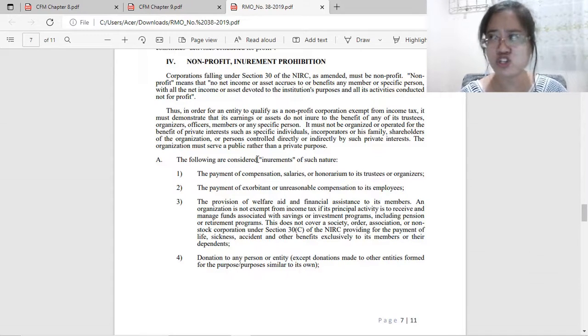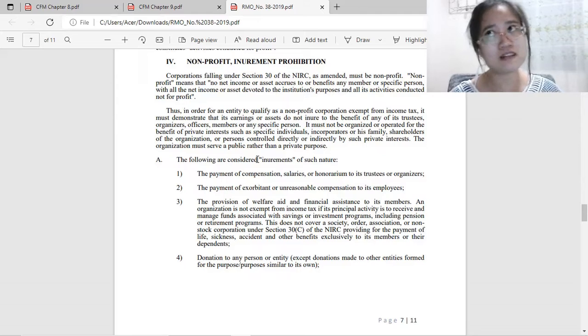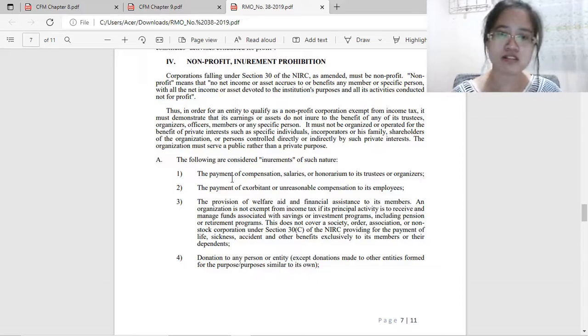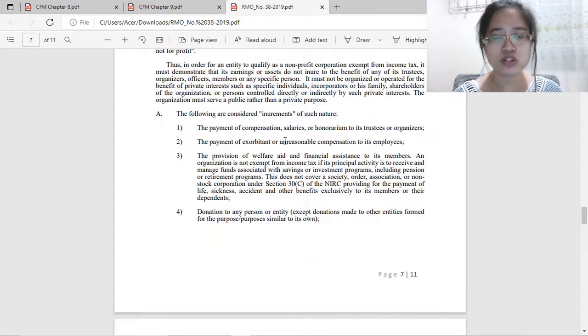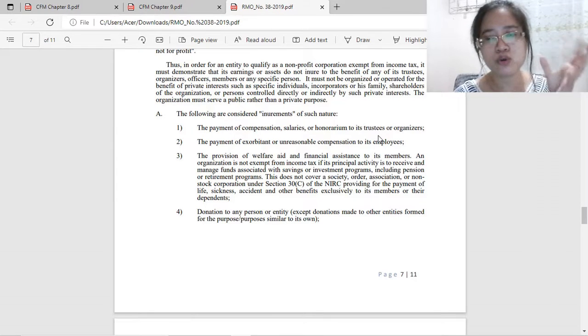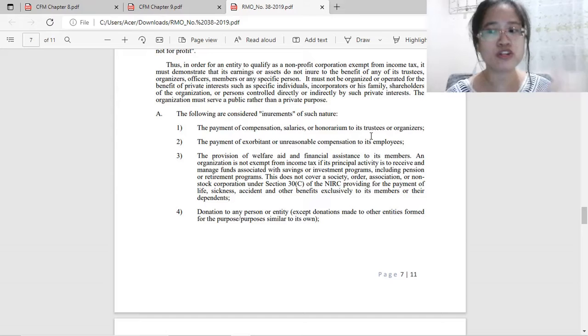Okay, that's why churches are also careful not to conduct activities that may be considered for profit, because it may be a cause for the tax exemption to be revoked. Okay, the following are considered inurements of such nature: payment of compensation, salaries or honorarium to its trustees or organizers. Okay, if a person is holding a particular job for the church, a church worker, and is doing something for the church, then payment of compensation is reasonable.